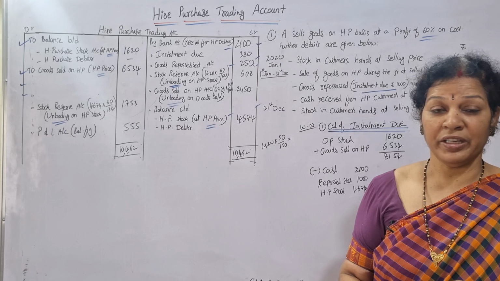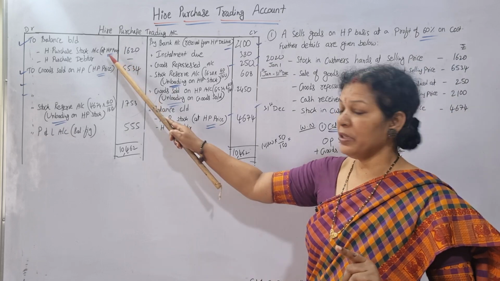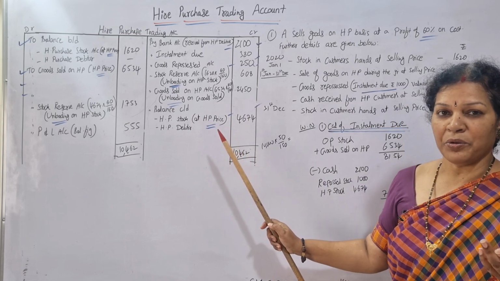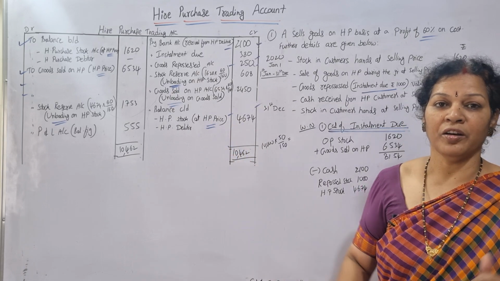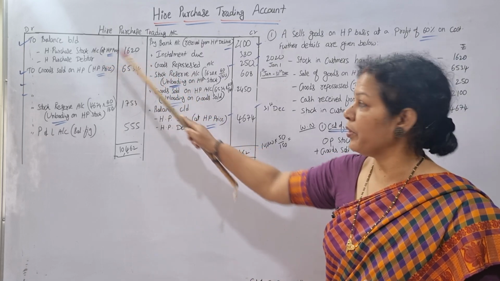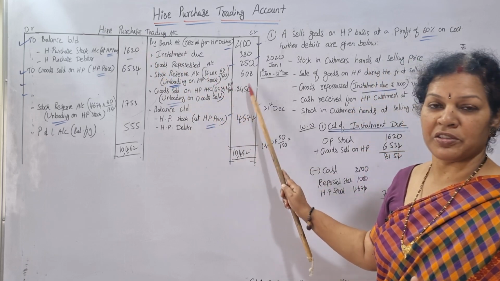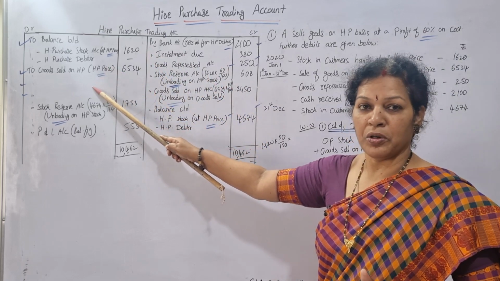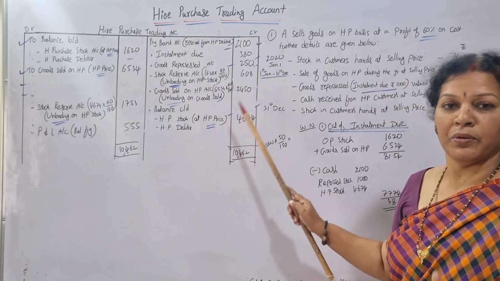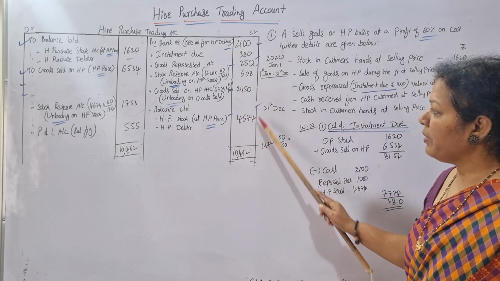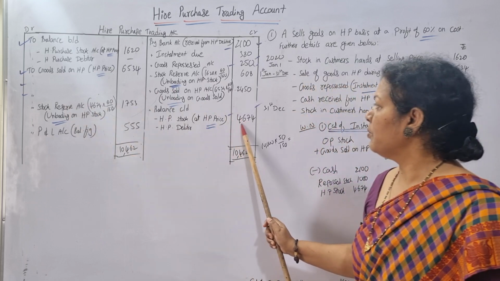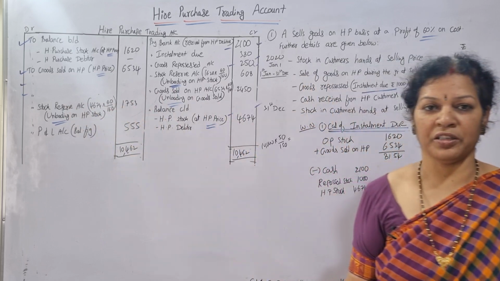Remove the loading. Loading is on 3 transactions: opening stock, sales, closing stock. Unloading is there, so we have to unload it. For unloading, we are taking the opposite side. So here stock reserve means opening stock, unloading, 1620 into 60 by 160. In the same way, goods sold on higher purchase price also, 6534 into 60 by 160. And on the credit side, we have only one item, that is closing stock. Stock reserve, 4674 into 60 by 160. Like this we have done.